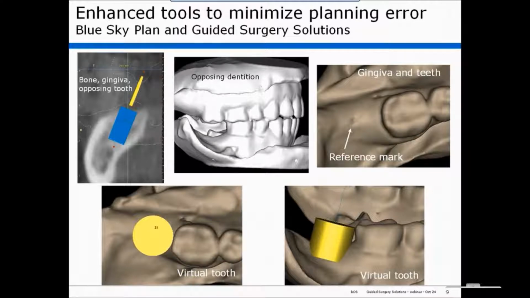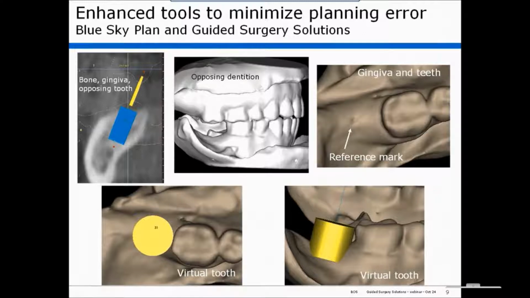In the center panel, there is a 3D image of an articulated dentition. On the top right panel, we have an image of the edentulous area and the adjacent tooth, and you can see a reference mark. And that's a mark in that model which represents the ideal position for the placement of that implant. We also can use the abutments as virtual teeth.